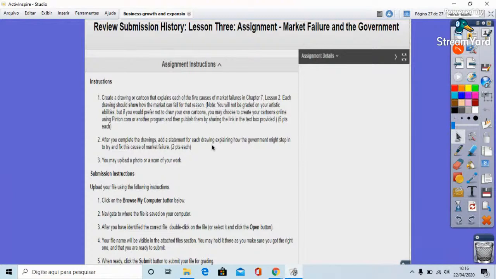You need to add a statement for each drawing. So I have 1, 2, 3, 4, 5. Write a statement explaining how the government might step in to try to fix the cause of market failure. You guys remember when we're talking about one type of market failure?